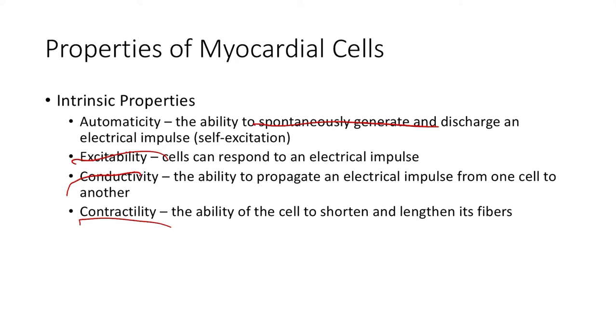But again, the intrinsic properties: automaticity, those cells can spontaneously generate action potentials, or self-excitation. Excitability, they can respond to an electrical impulse. Conductivity, they can propagate that electrical impulse. And contractility, the ability to shorten and lengthen fibers. You can also factor in rhythmicity as well. And a key thing to remember is that electrical activity always precedes mechanical activity. You can think of the conduction system in the heart as a computer or a control system. We'll get more into that when we go over the cardiac action potential and what that looks like.